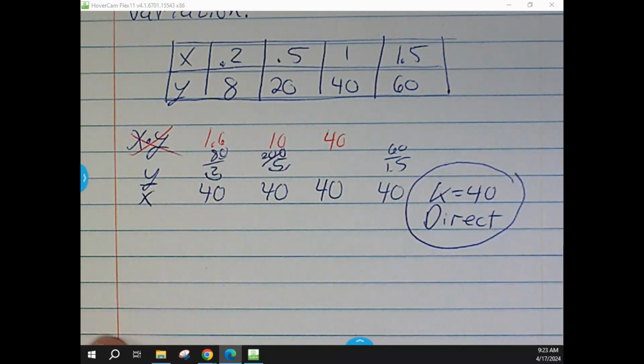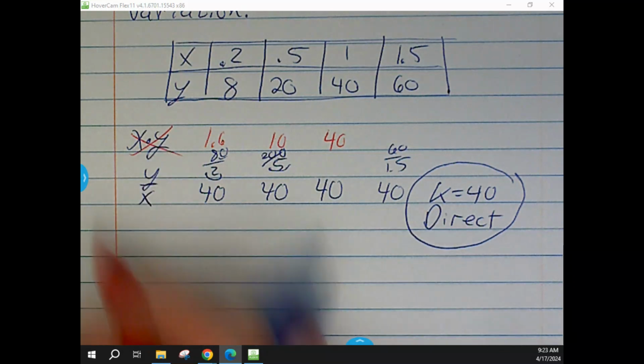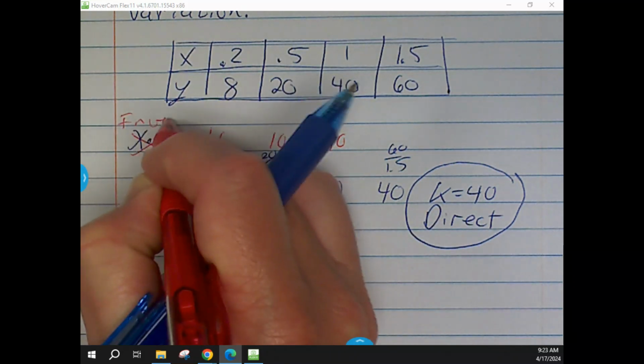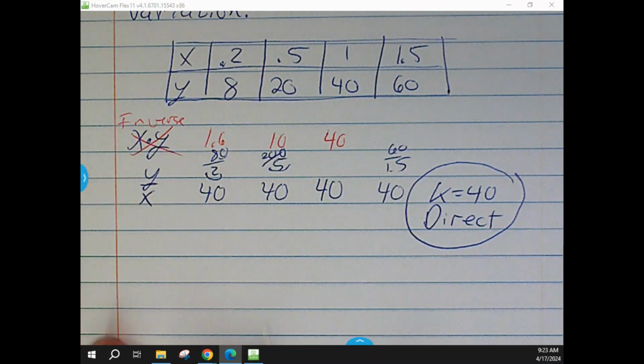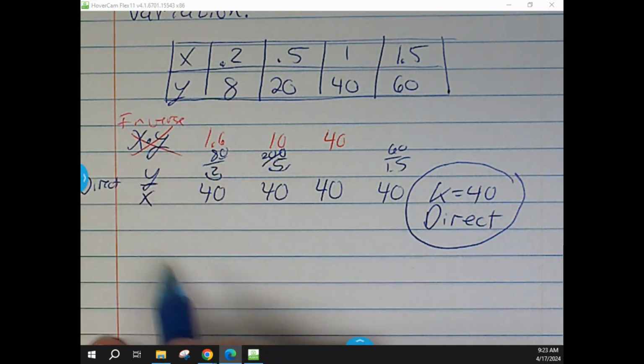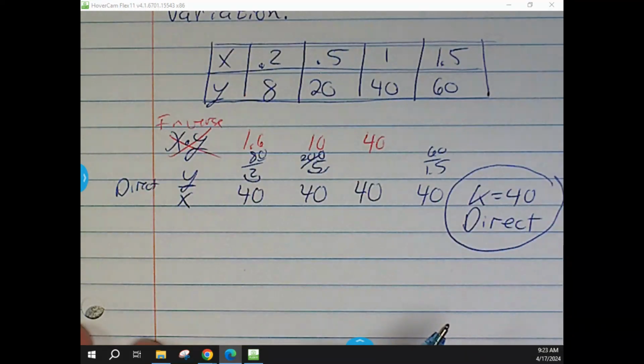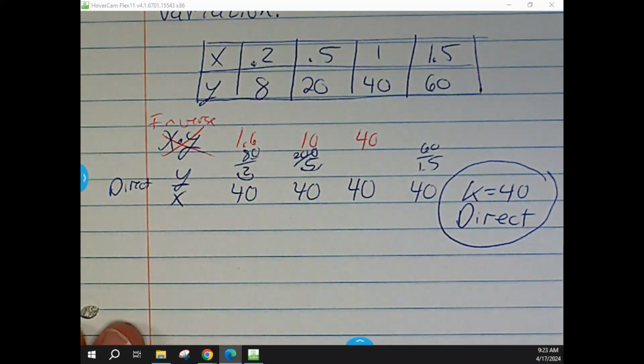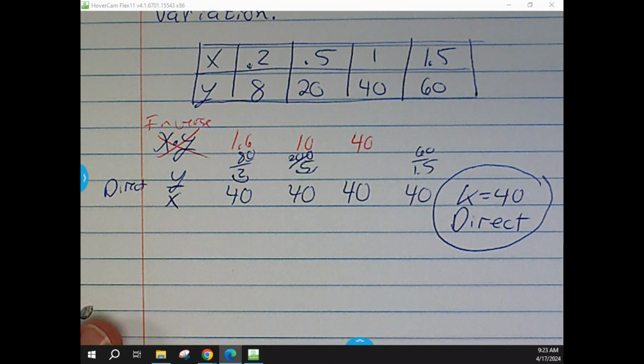Oh, the red numbers were if we did x times y. This was trying to find inverse. So inverse, you would do x times y. For direct, you would divide y by x. We're done, right? Okay. Well, with this part, yes.